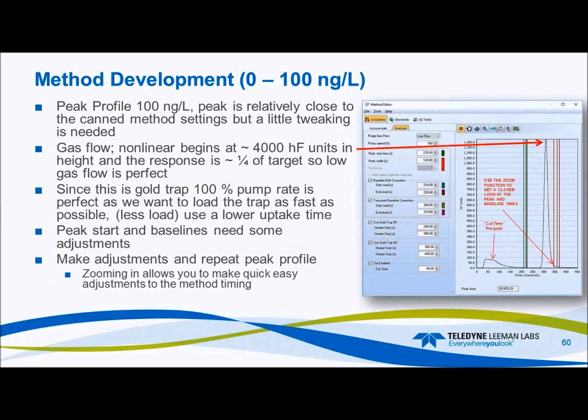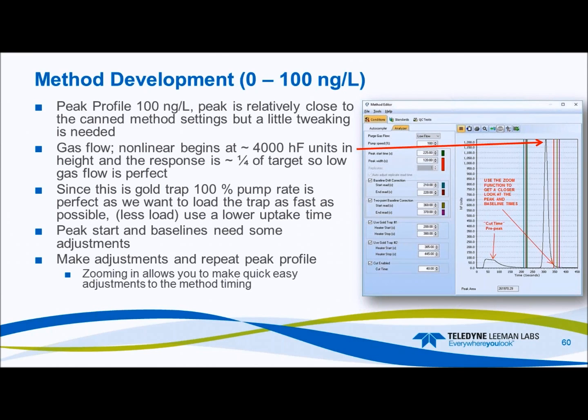So I just did that CAN method. So open it up, run the peak profile. Gas flow gives us approximately, our peak height is around 1200, so we're a fourth of our target, so we're within linear range, not a problem. So we can leave it at low. We can leave our pump rate where it is because our load is just going to be perfect. Again, less load, you're going to decrease your sensitivity.